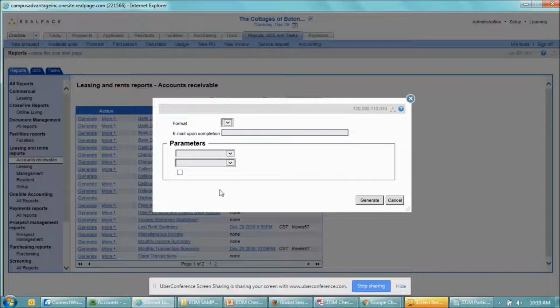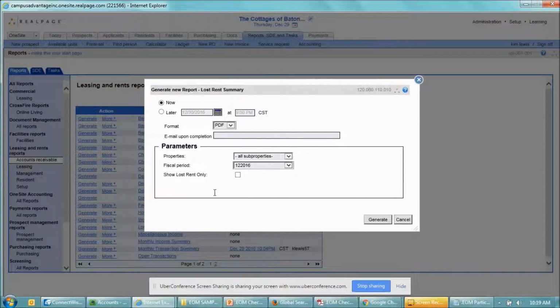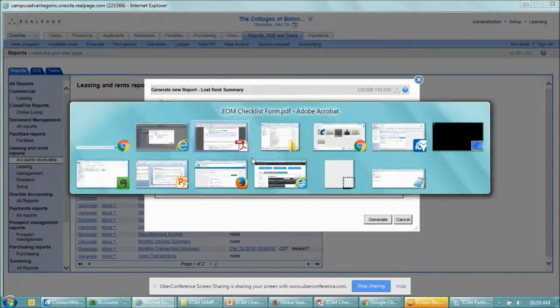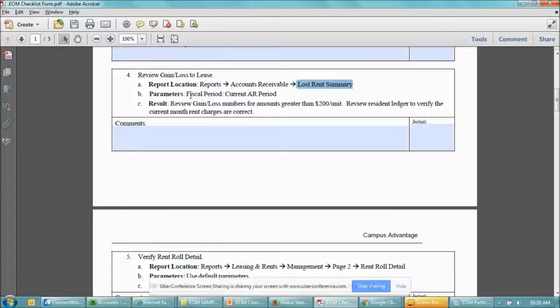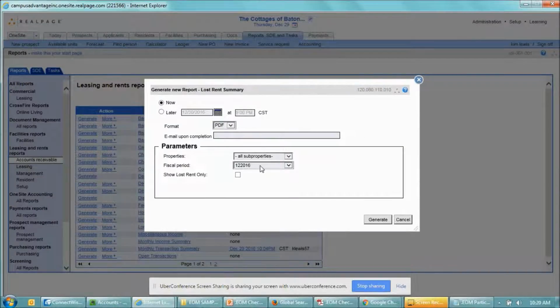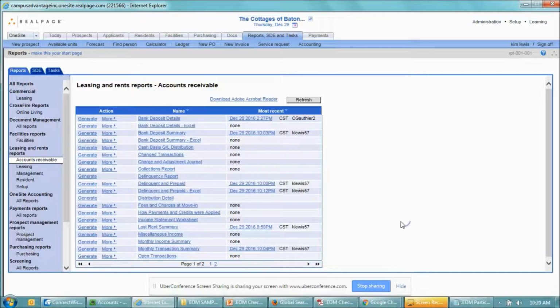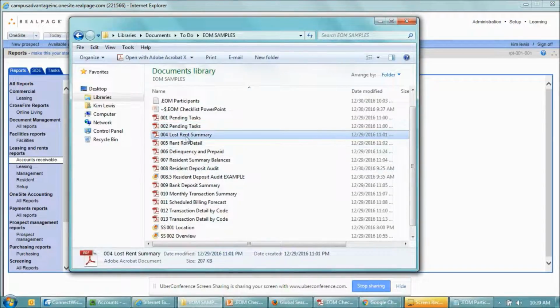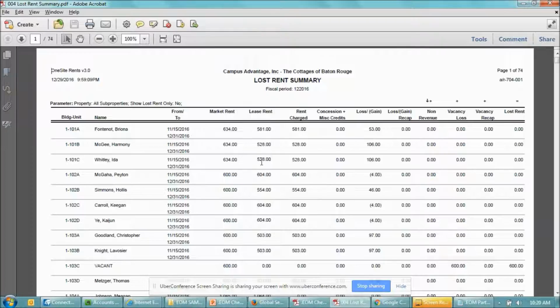I'm going to generate that one. The parameters to use are identified as the fiscal period, which should be the current AR period. So that's that. Cool. It's already on the current fiscal period, which is December. And then we're going to generate that one. I actually pulled that one last night, so I'm going to pull that one up here.